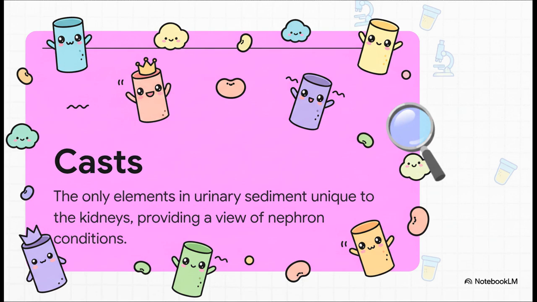It's basically a protein mold of the tiny kidney tubule where it was formed. The basic foundation is a special glycoprotein called Tamm-Horsfall protein, and this protein gels up when urine flow slows down and gets acidic. And here's the vital part. Casts are the only things you'll find in urine that are 100% unique to the kidney. Their presence tells you, without a doubt, that the pathology is happening inside the kidney itself.